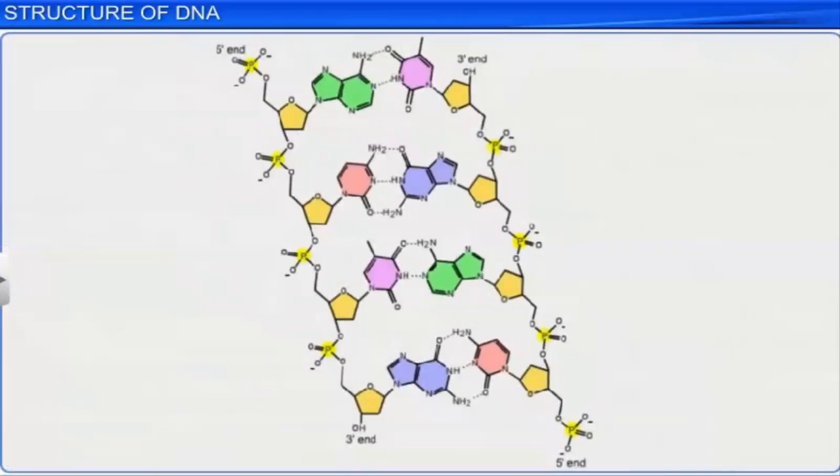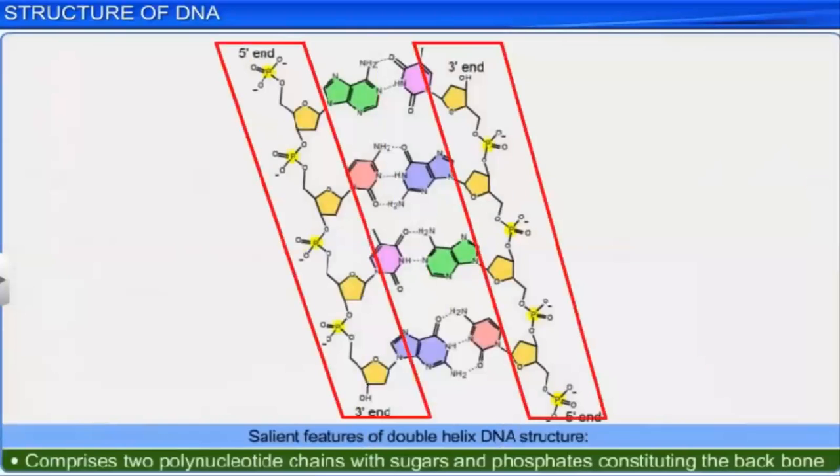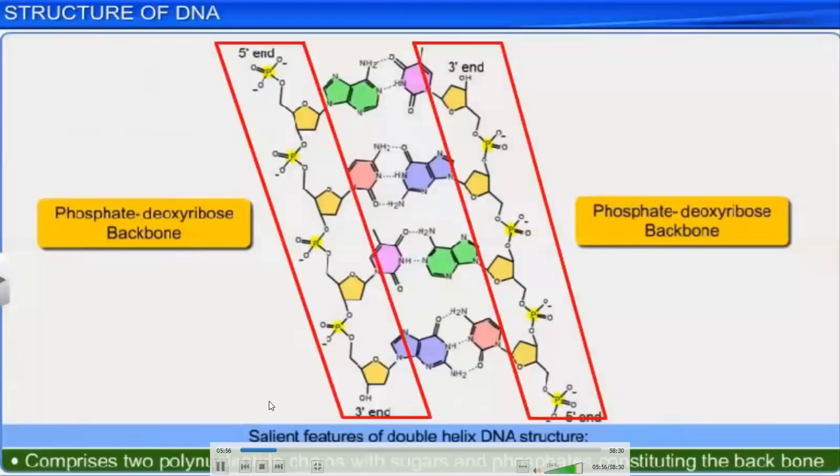A salient feature of the double helix DNA structure is that it comprises two polynucleotide chains, the backbone of which is called.